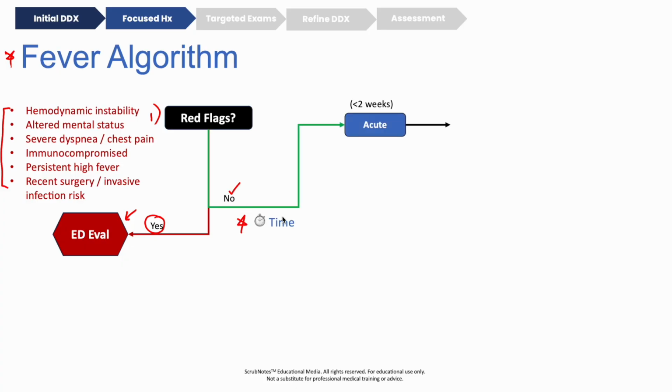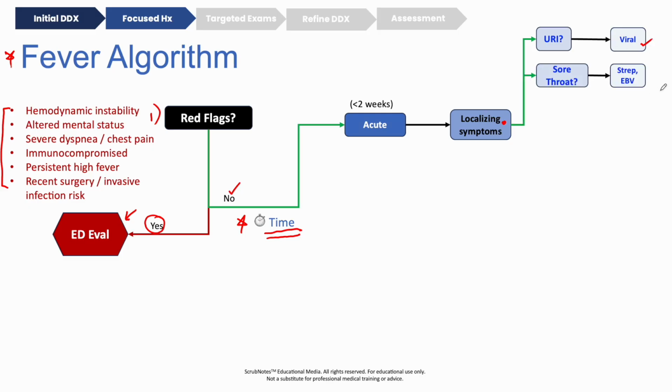If not, then we're going to use time as a key step here. Remember earlier when I mentioned there's a key diagnostic fork? Well, this is it. If this is more of an acute fever, we can use localizing symptoms to help narrow our differential. So we could inquire about a URI because that could be indicative of a viral cause. Maybe there's sore throat. You might be thinking about strep or Epstein-Barr virus.